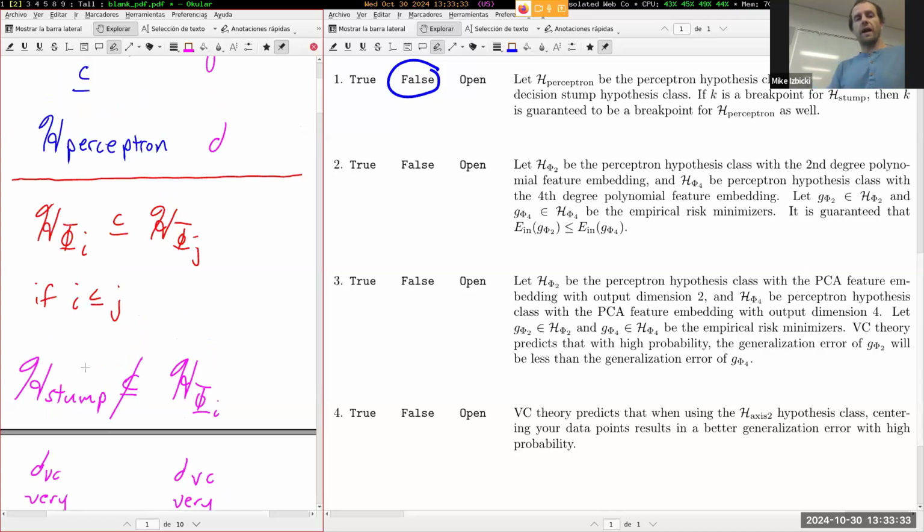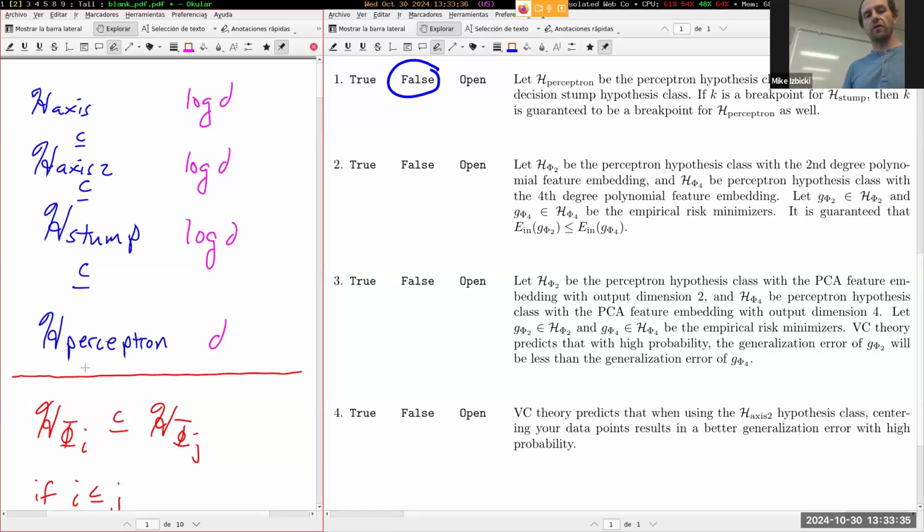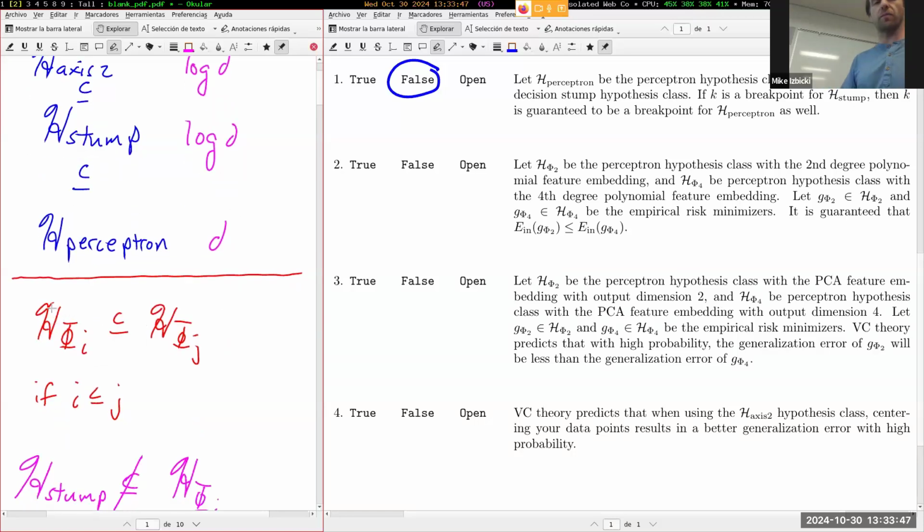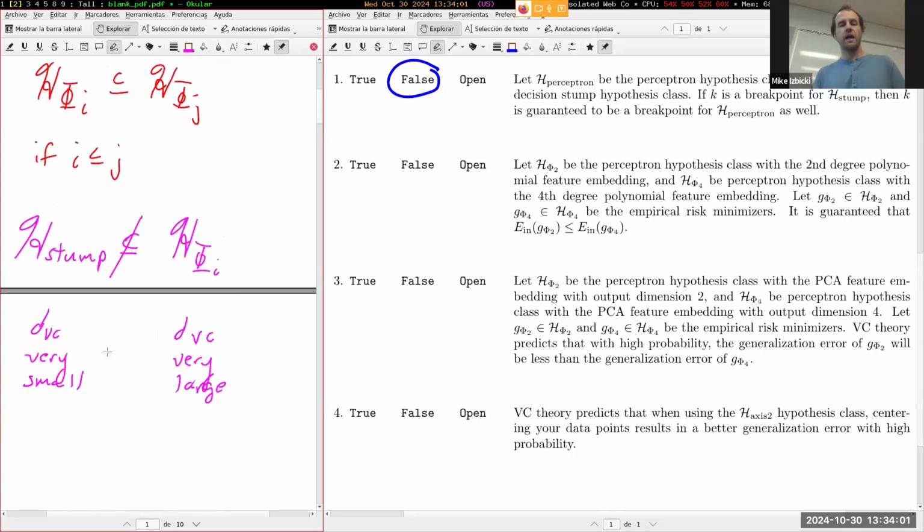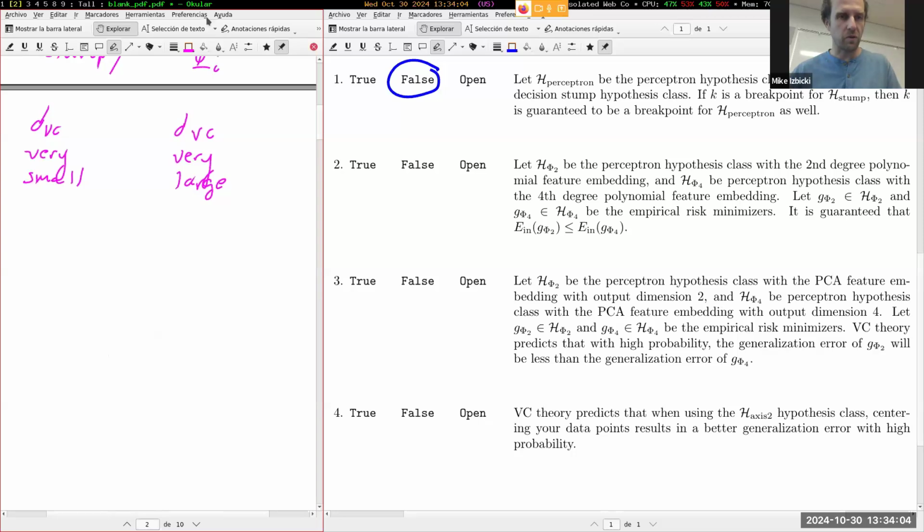So in general, we're going to have a series of families of hypothesis classes where comparisons can be made inside of those families. So here's one family going axis 2 to stump to perceptron. Here's another family with the perceptron as the base hypothesis class and the feature maps creating the family of classes, where the family is parameterized by how big the feature map is.